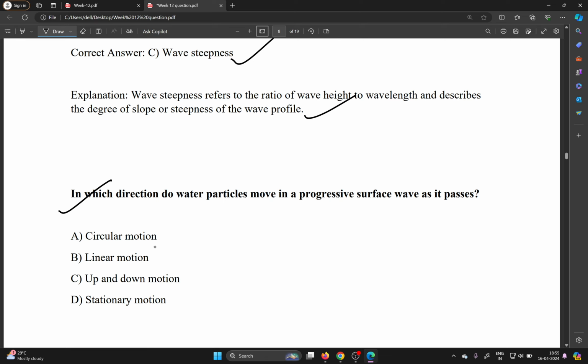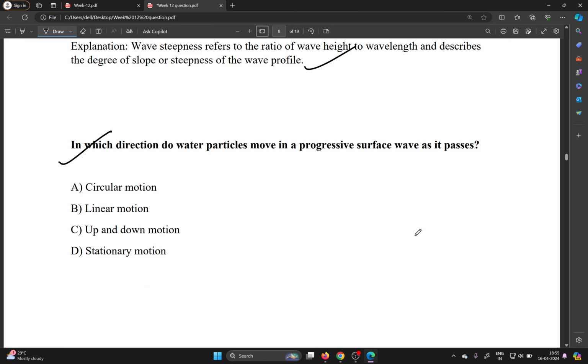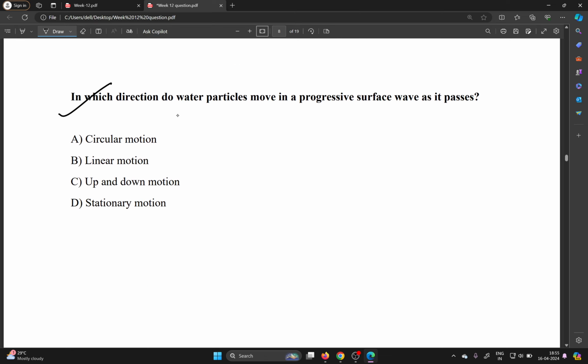Now the next question is, in which direction do water particles move in a progressive surface wave as it passes? Circular motion. Here it is talking about in which direction water particles move in a progressive surface wave as it passes.